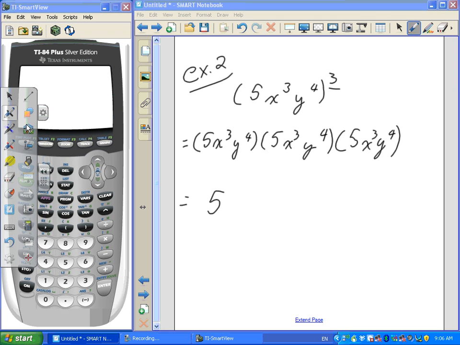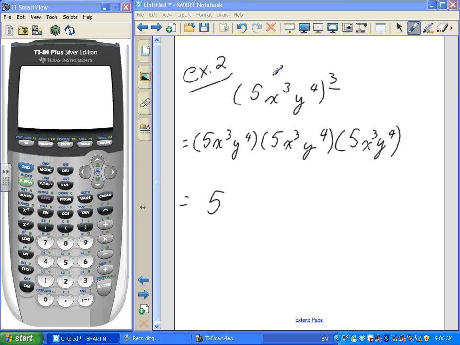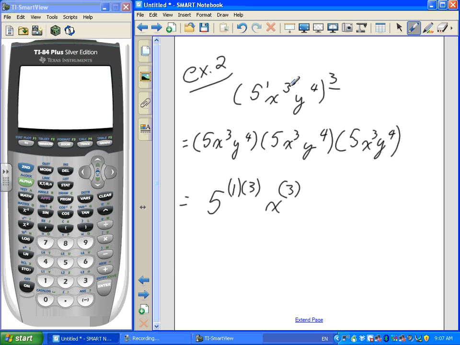Now, 5 is to what exponent? Technically there's a 1 there. Many of you when looking at this may just leave the 5 because it's not a variable. It's still a number that we have to bring the number 3 and multiply it by its exponent. Since 5 is technically to the power of 1, that's 1 times 3. The x is another number. It's to the power of 3. And since this is a power of a power, we multiply it by our outside 3 again.